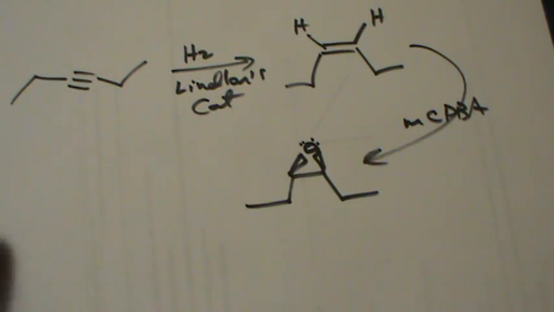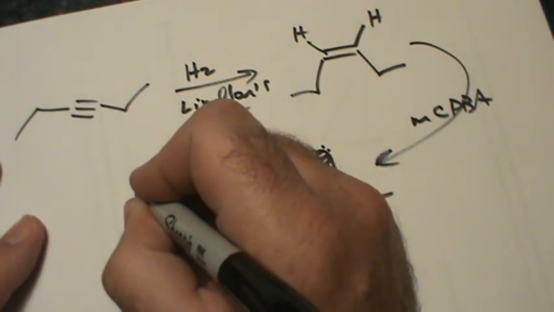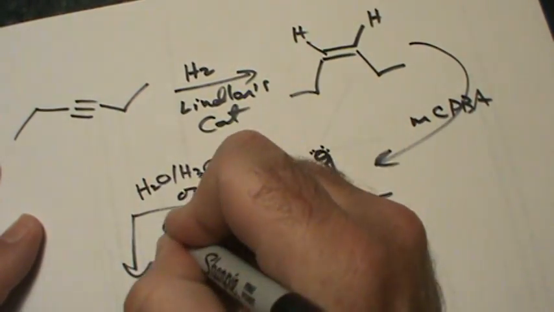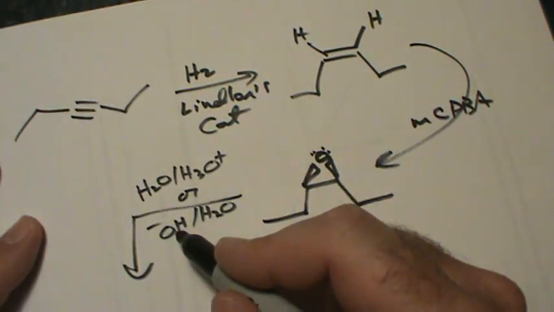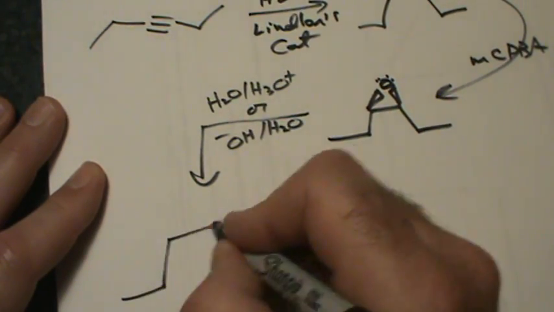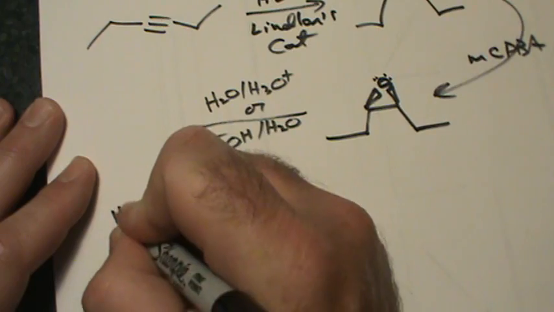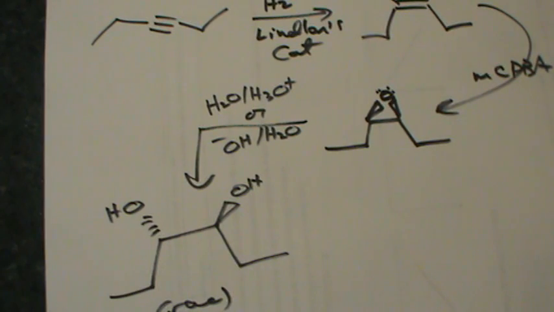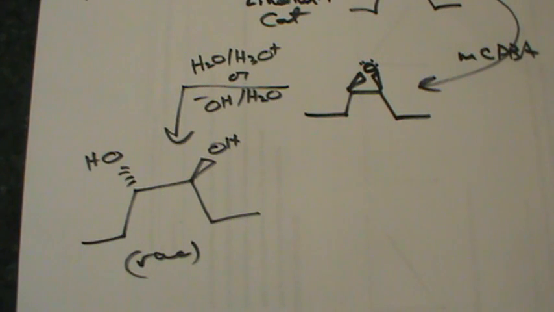Now what we know is that if we want to make the anti-vicinal diol, we can do it in two different ways. We can either use H2O, H3O plus hydrolysis conditions, or OH minus, H2O. That is either aqueous acidic or basic conditions. Either one will do the job to produce the corresponding anti-vicinal diol. So those are a couple of synthesis problems.